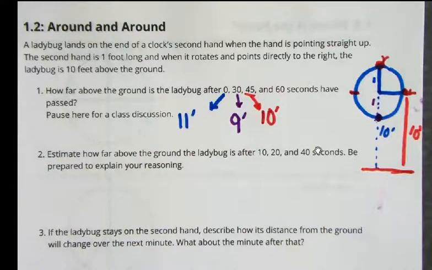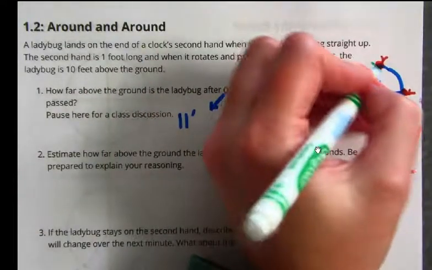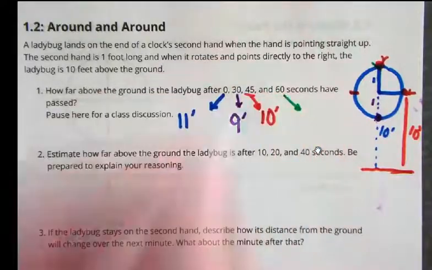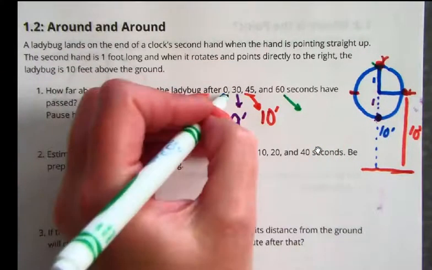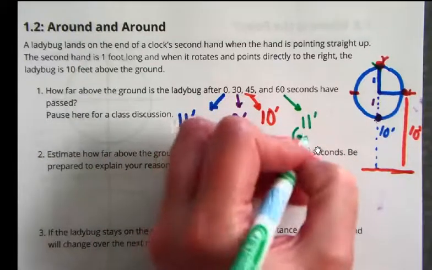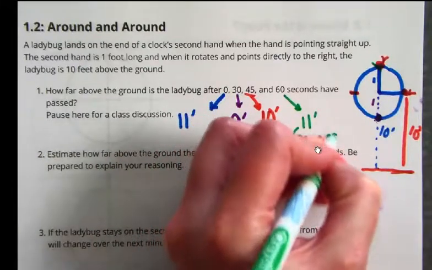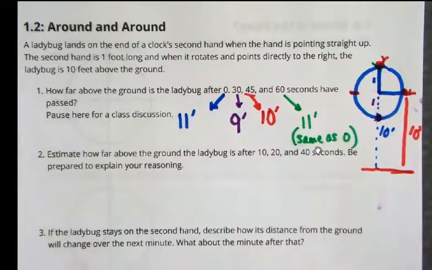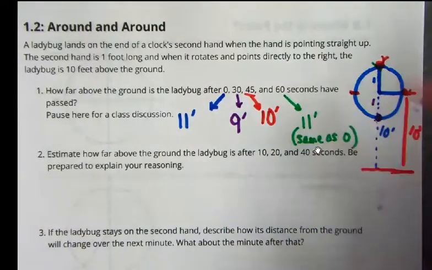And last but not least, at 60 seconds, it would be right back up to the top up here. 60 seconds at the top of our clock would again be the same as 0 seconds, so this would be back at 11. We can even put that it's the same as 0, because we're right back to where we started.